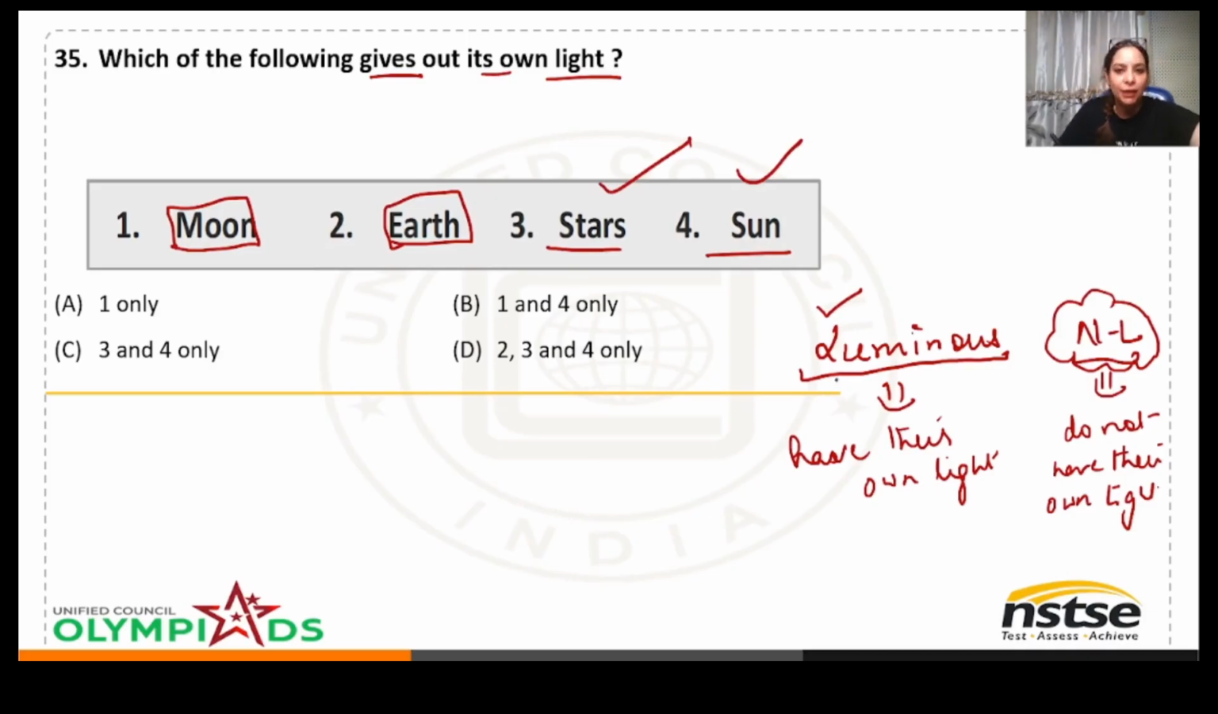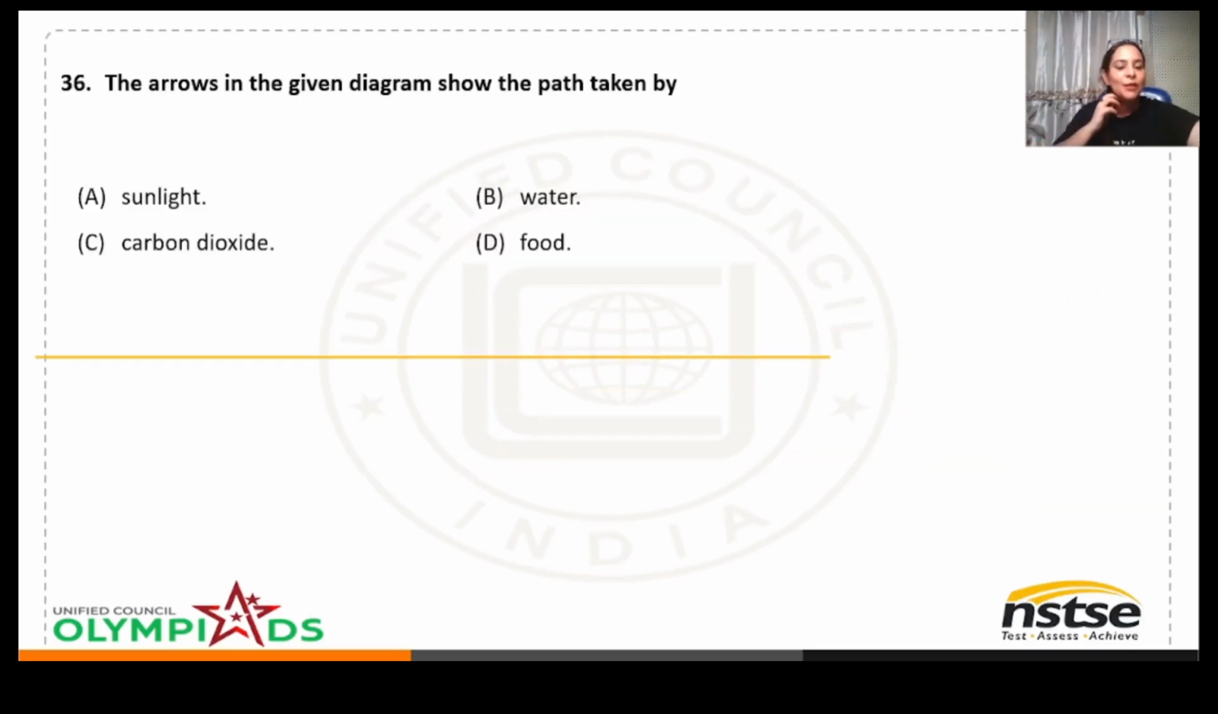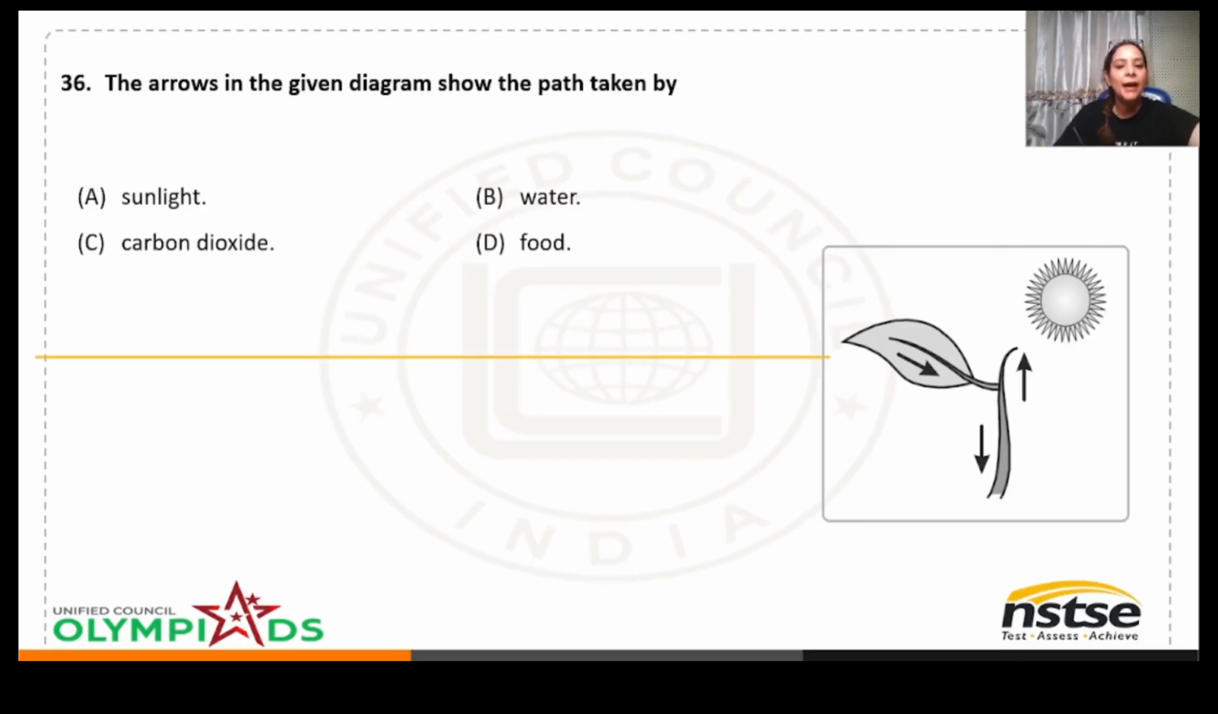They are luminous bodies. So out of these given options, which one is correct? The option which states 3 and 4 is the correct answer. So the correct answer is option C. Next question. The arrows in the given diagram show the path taken by.